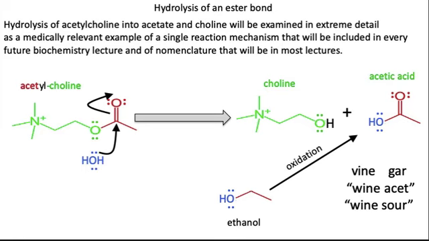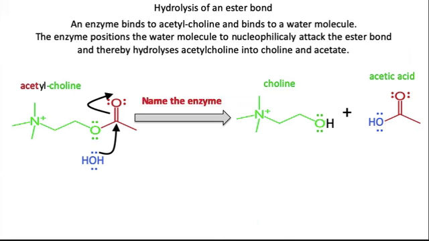When you open a bottle of wine, oxygen in the air gets in there, and microorganisms can use that oxygen to oxidize ethanol to acetic acid. In fact, these same oxidation reactions are catalyzed by the human liver in order to process alcohol when you drink it. Will you please invent a name for this enzyme?